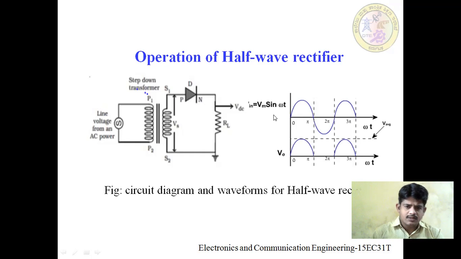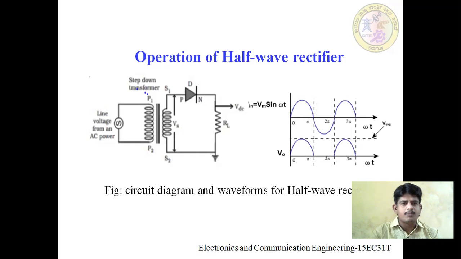AC has both positive and negative halves. During the positive half, the point S1 will be positive and point S2 will be negative. When S1 is positive, it is connected to the anode of the diode, and the negative S2 is connected to the cathode of the diode. In which condition will it be, forward bias or reverse bias? It will be forward bias.